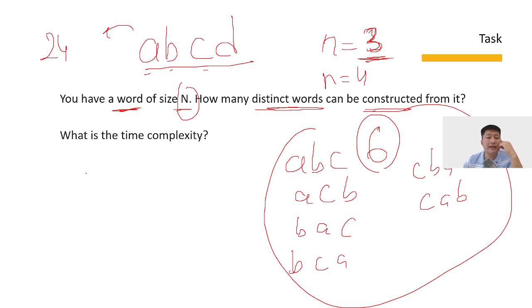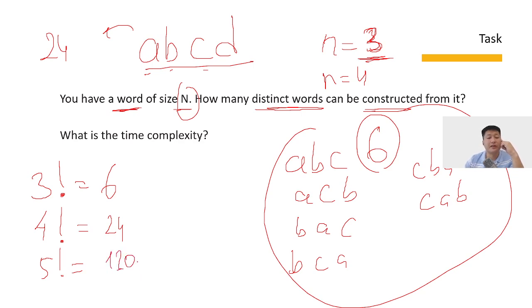So how does it work, guys? It works like this. If we have 3 letters, we just take the factorial of 3, and we can construct 6 words. If we have 4 letters, the factorial of 4 is 24, and so on. If we have 5 letters, the factorial of 5 is 120. So here, the time complexity of this algorithm is O(n factorial). I hope it's clear, guys. Again, you can ask questions in other lessons if it's not clear.